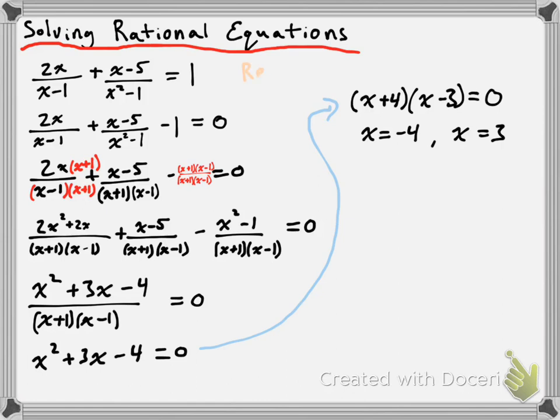So the restrictions in this case, the easiest way to do this is to go to the factored form, and it looks like our restrictions are x is not equal to positive or negative 1. Notice that neither of the solutions we got is positive or negative 1 from our equation, which means that x equals negative 4 and x equals 3 are our solutions. So this has been how to solve a rational equation. Take care.